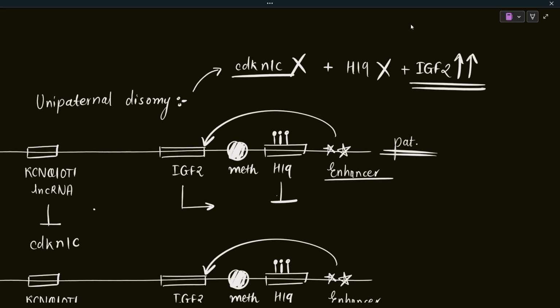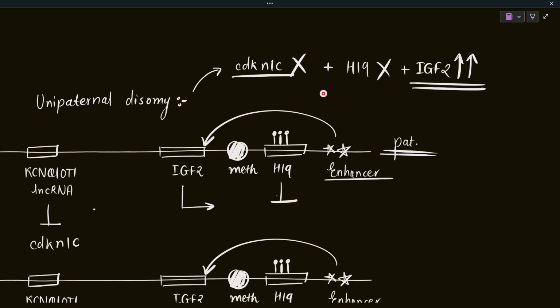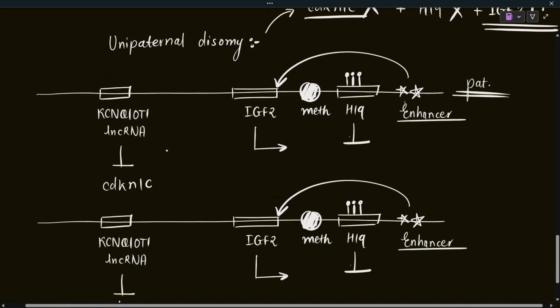So IGF2, which is a growth factor, will lead to overgrowth, and as there is no H19, which is a growth suppressing non-coding RNA, as well as no CDKN1C, both of which suppress growth, the absence of these factors will lead to an imbalance. This is how unipaternal disomy will result in Beckwith-Wiedemann syndrome. So I hope it is clear to you all what causes Beckwith-Wiedemann syndrome and what the characteristics of that syndrome are. There could be some genetic reasons for this disorder as well, but we wanted to focus on the imprinted locus.